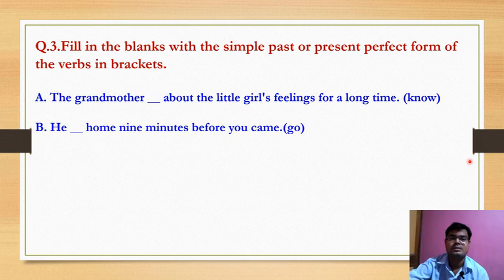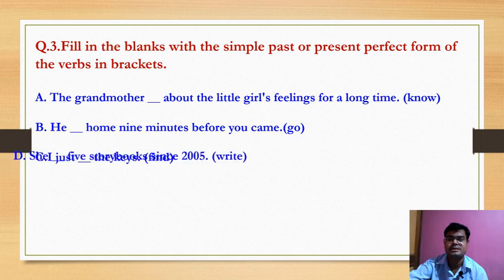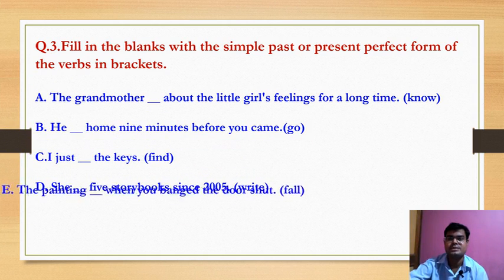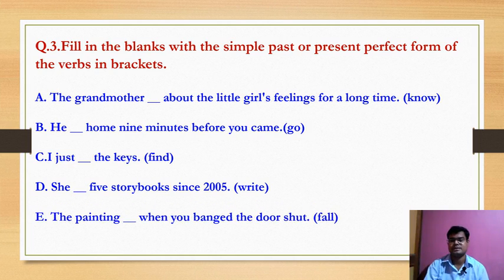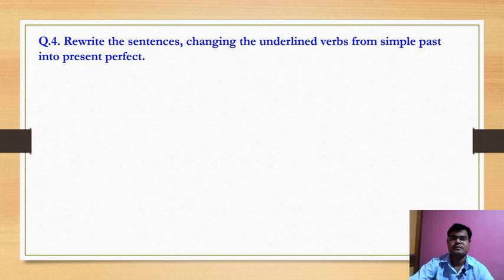Or you can write: the grandmother has known about the little girl's feelings for a long time. He dash home 9 minutes before you came. So here you have to write answers. Already we have discussed the simple past and present perfect. So you are going to write all these answers and send them to me.